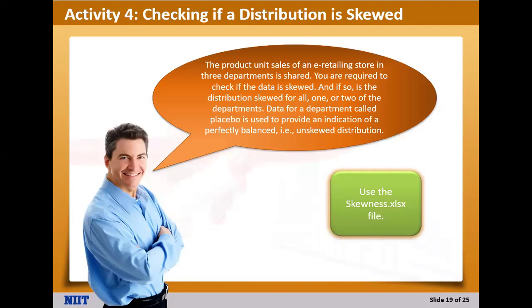The product unit sales of an e-retail store in each department are shown here. You are required to check if the data is skewed, and if so, whether the distribution is skewed for all, one or two of the departments. Data for a department called placebo is used to provide an indication of a perfectly balanced, that is, unskewed distribution. So let's see how to go about that.